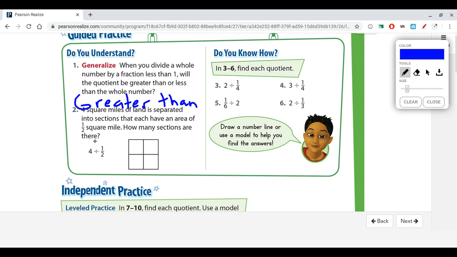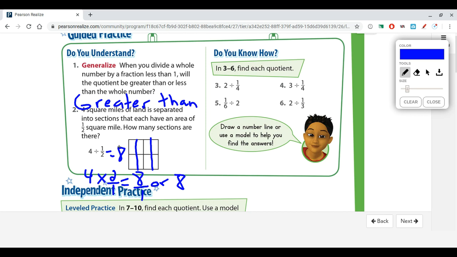All right. So if we take a look here, 4 square miles of land is separated into sections that each have an area of a half square mile. How many sections are there? So I'm going to do 4 divided by 1/2. So visually what this would look like is I would just take my 4 and I would divide it into halves. And then I look at how many pieces total I have. So I have 1, 2, 3, 4, 5, 6, 7, 8. So I have 8 pieces total. If I do this with the keep, change, flip, 4 stays the same. I change it to multiplication and it becomes 2/1. And I have just 4 times 2, which is going to be 8/1 or 8.